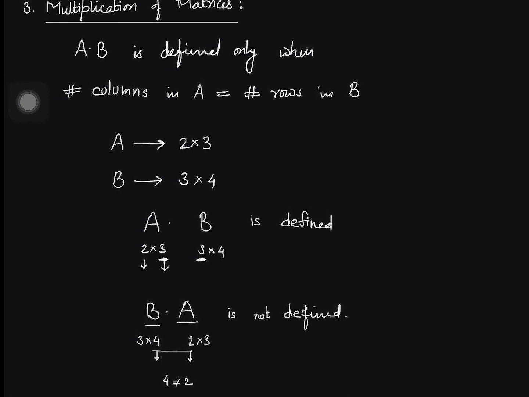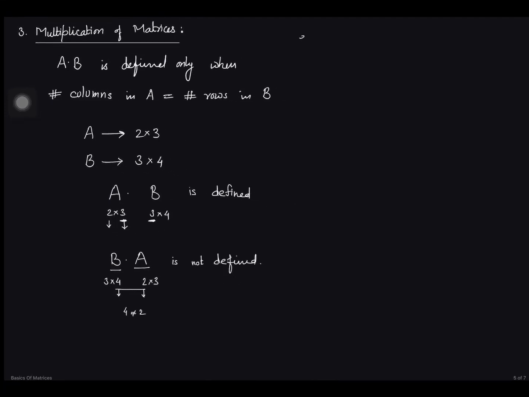So now let us see with the help of an example how we will do the multiplication. First we will see that the product is defined, because the number of columns in the first matrix is the same as the number of rows in the second. So the product is defined. Now let's do the multiplication.